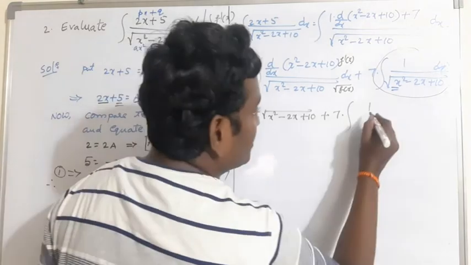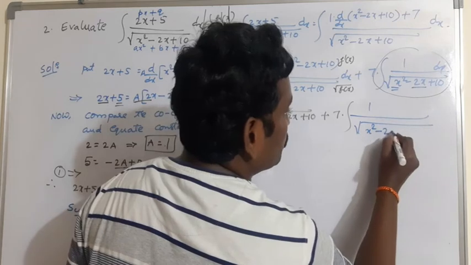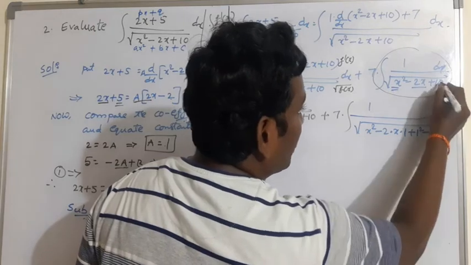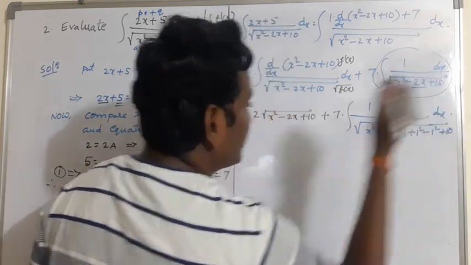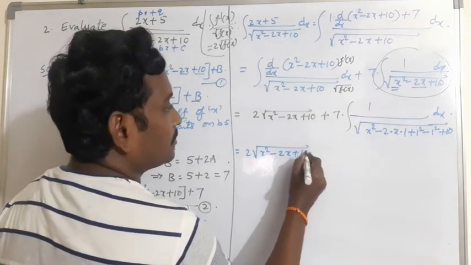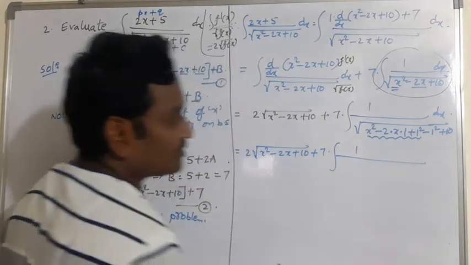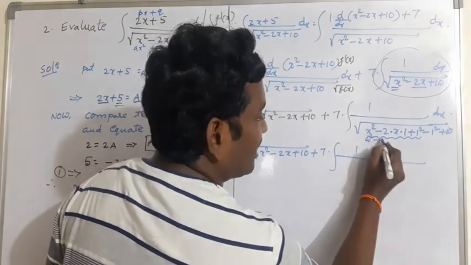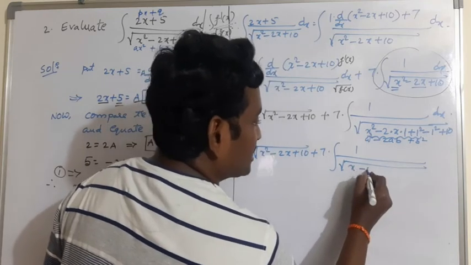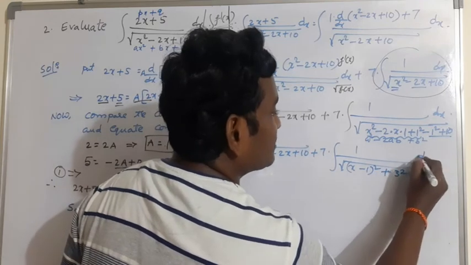So simply you can write the integration of 1 by root over x square minus 2x, which can be written as 2 into x into 1. So we need plus 1 square, so subtract 1 square. Already 10 is there, into dx. So 2 root x square minus 2x plus 10, plus 7 into integration of, observe the first 3 terms form a square minus 2ab plus b square. So it can be written as x minus 1 whole square minus 1 plus 10, which can be written as 9. 9 can be written as 3 square.